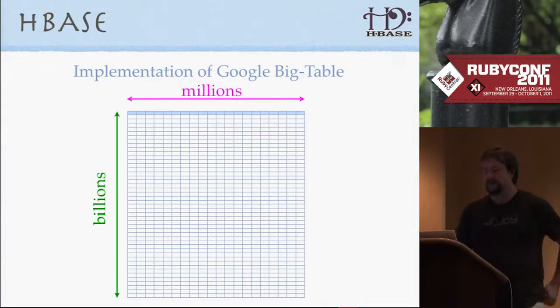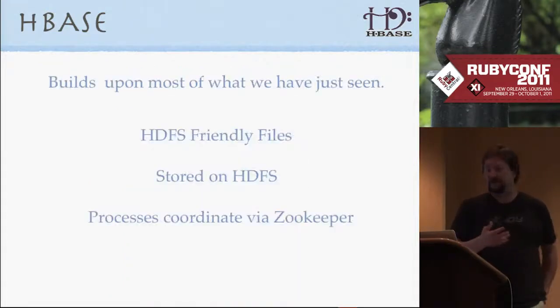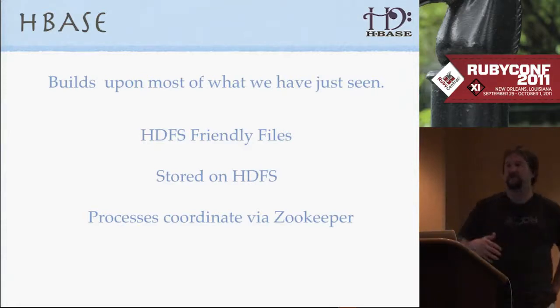HBase itself builds upon everything that we've already seen here. It uses HDFS-friendly files, so they're all striped appropriately so that different chunks of them can exist on different servers, and the task managers can all talk to the appropriate data pieces. And it uses Zookeeper to coordinate everything.